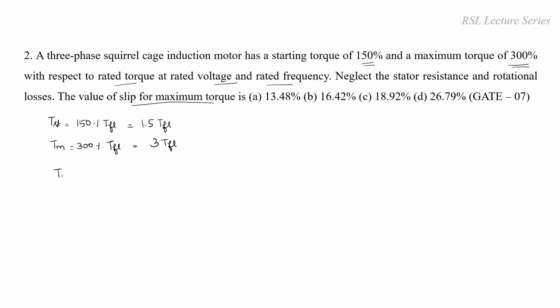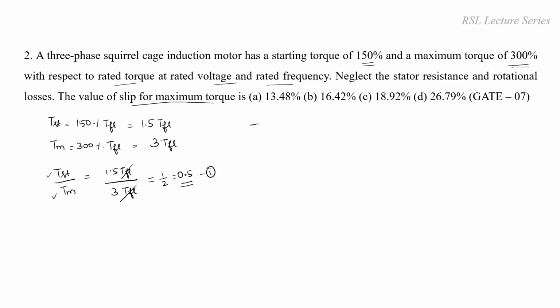So if we divide these two equations, we'll get TST by Tm is equal to 1.5 T full load divided by 3 into T full load. So full load torque will get cancelled. So 1.5 by 3 is 1 by 2, which is equal to 0.5. So the ratio between the starting torque and maximum torque is equal to 0.5. So it is given. So now we have to find out the slip corresponding to maximum torque.